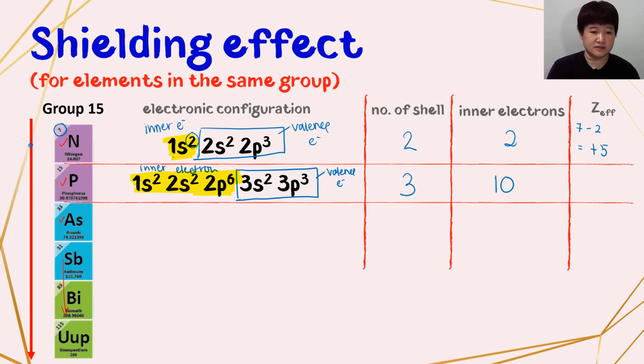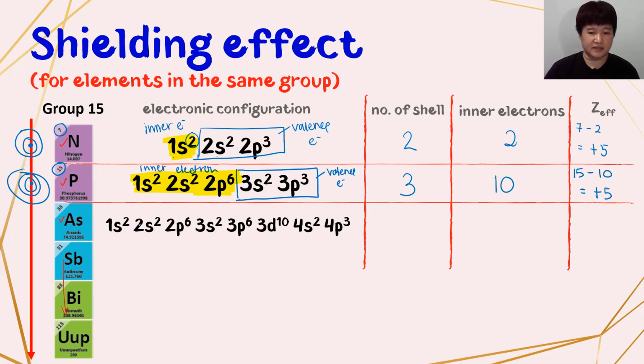In other words, nitrogen will have 2 shells, and phosphorus will have 3 shells. Alright? And the effective nuclear charge of phosphorus will be 15 protons minus 10 inner electrons, and the effective nuclear charge remains positive 5.